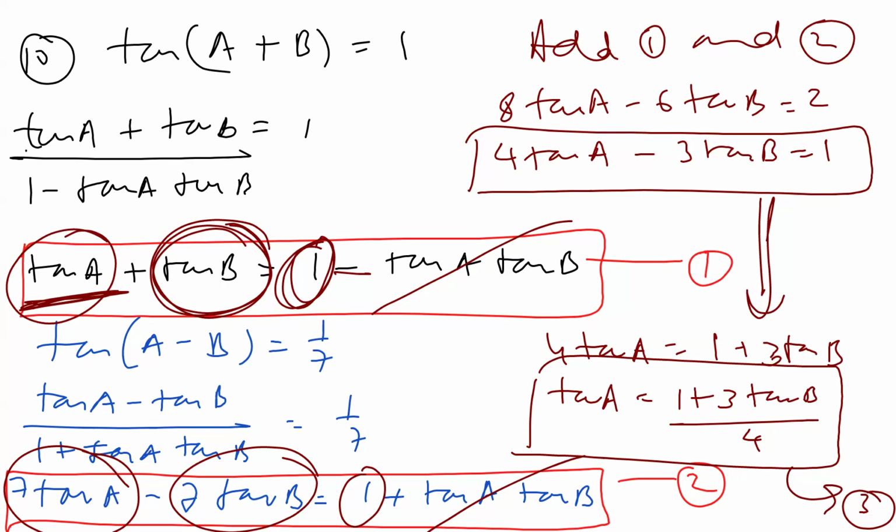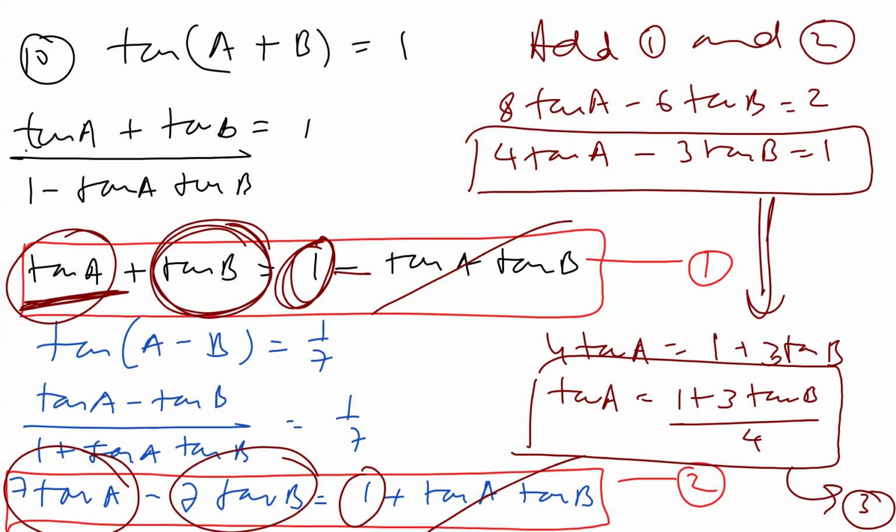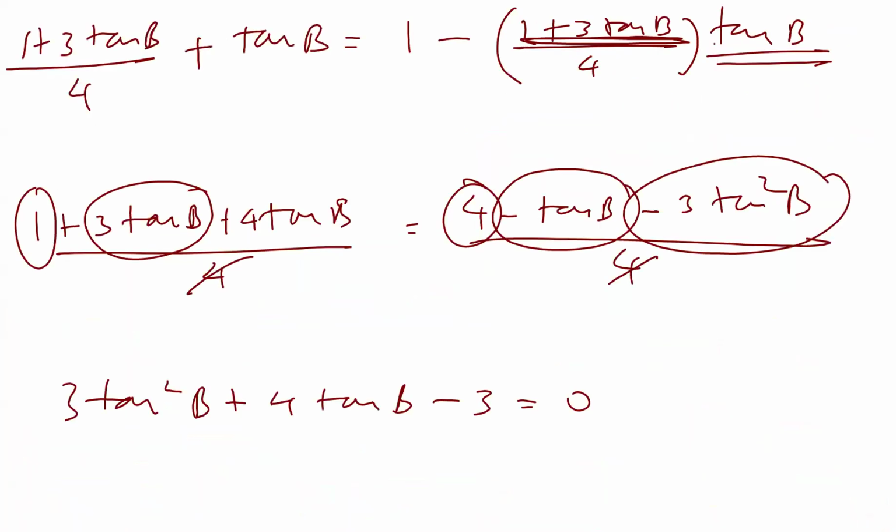One plus 3 tan B upon 4, plus tan B, is 1 minus tan A tan B. 1 plus 3 tan B upon 4. So 4 over there. Three times square B. Okay, now there is one more 4 tan B over here. I just forgot that. Somehow it got left.